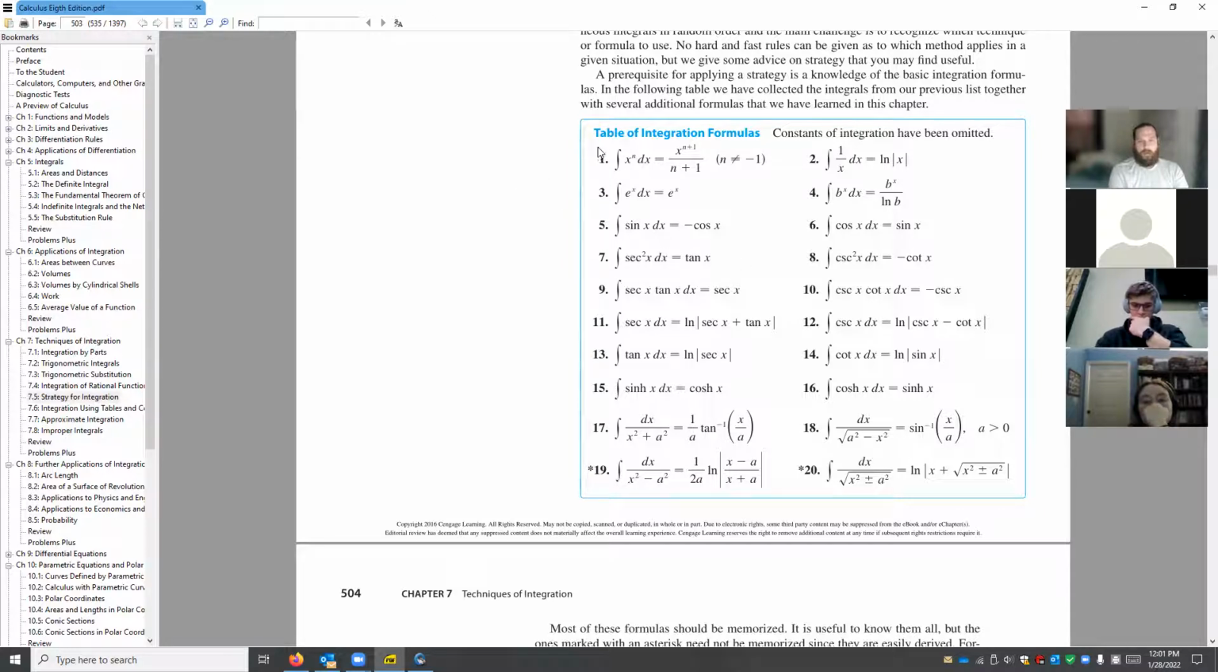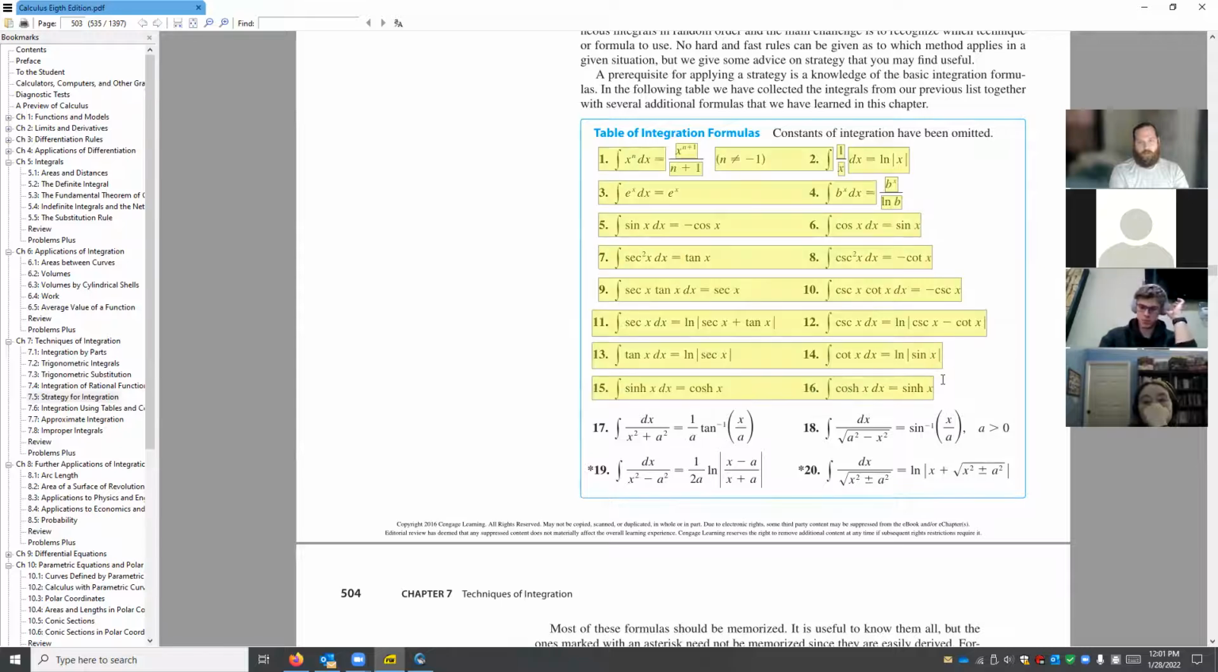But this is the collection of integrals that I expect you to know off the top of your head without thinking about it, everything down to number 18. You will not have access to a sheet like this for the test. You need to know it ahead of time.